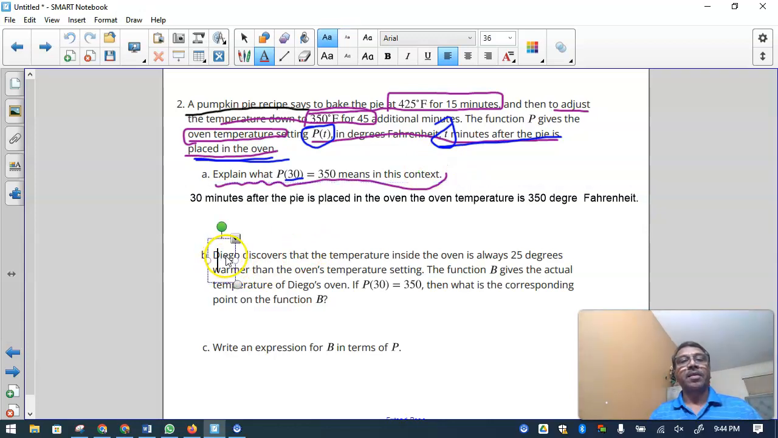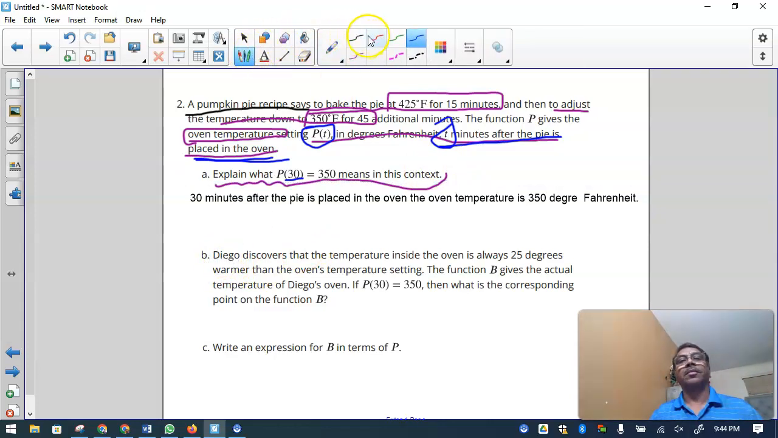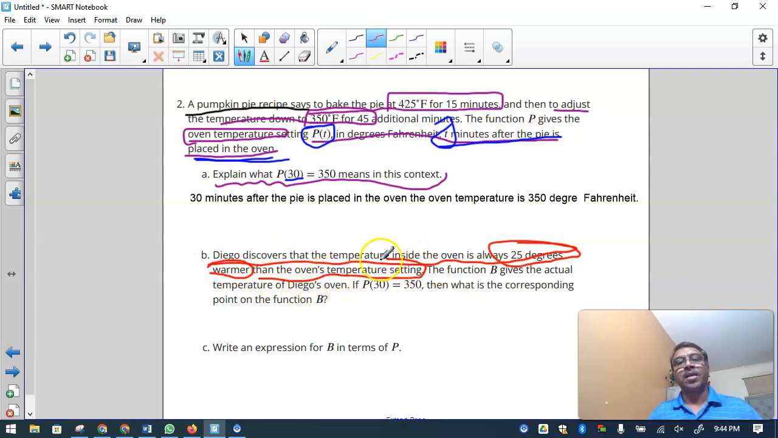The second question is asking, Diego discovers that the temperature inside the oven is always 25 degrees warmer. What does warmer mean? More than the oven's temperature setting. So one thing is the temperature you set, but the actual temperature is always 25 more, and that is defined by B. So the new function B gives the actual temperature of Diego's oven.